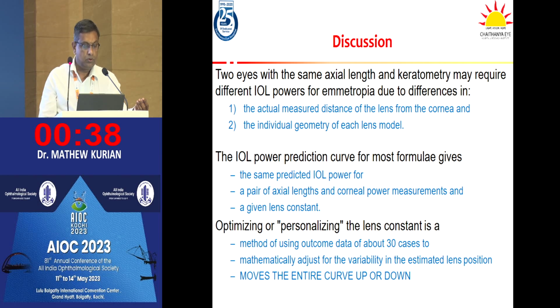So we know that two eyes with the same axial length and keratometry may require different IOL powers for emmetropia due to differences in the actual measured distance of the lens from the cornea and the individual geometry of the lens model. The IOL power prediction curve for most formulae gives the same predicted IOL power for a pair of axial length and corneal power measurements and a given lens constant. Basically, when we are optimizing or personalizing the lens constant, you're just moving the whole plane up or down.